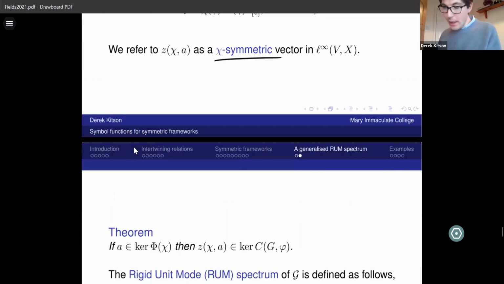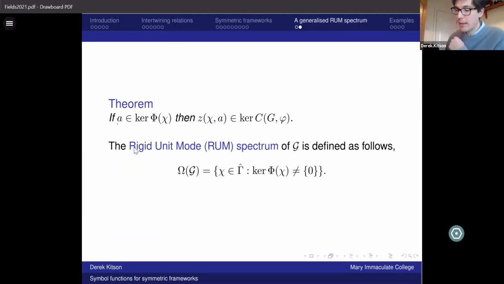These special kinds of velocity vectors we're going to call chi-symmetric vectors. What we can say is that if you pick a vector A in the kernel of the orbit matrix phi of chi, then you can construct one of these chi-symmetric vectors, and this will be an infinitesimal flex. It will be in the kernel of your rigidity matrix. These are an interesting class of flexes, and we get a generalized rigid unit mode spectrum out of that, defined as a subset of the dual group. It's a more general version of what has been there before.